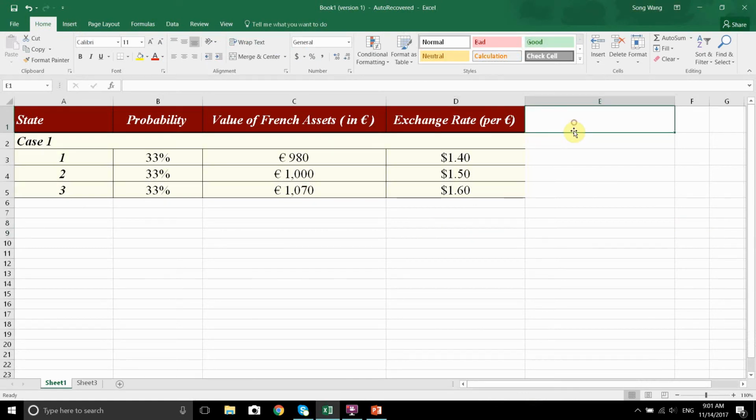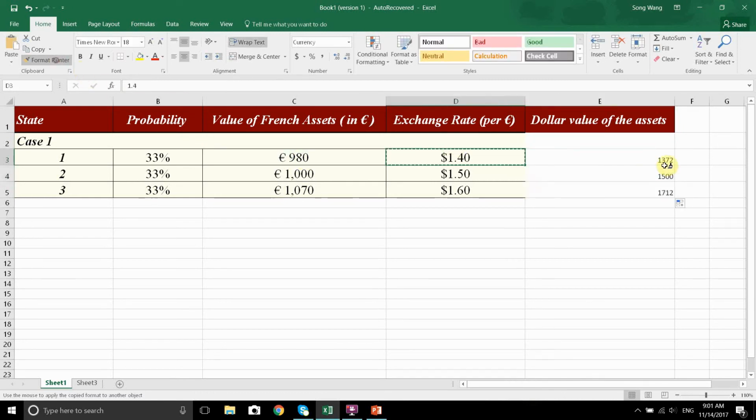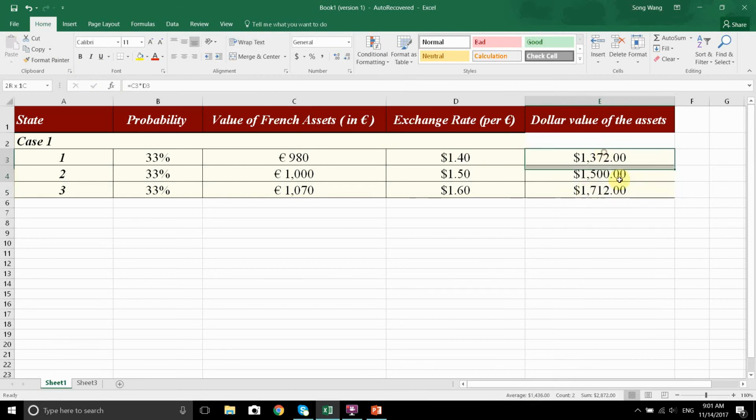So how do we do that? First of all, you're going to get the dollar value of the assets. The only thing you need to do here is to multiply the euro value by the exchange rate, and hit enter. That's the dollar value for each case.